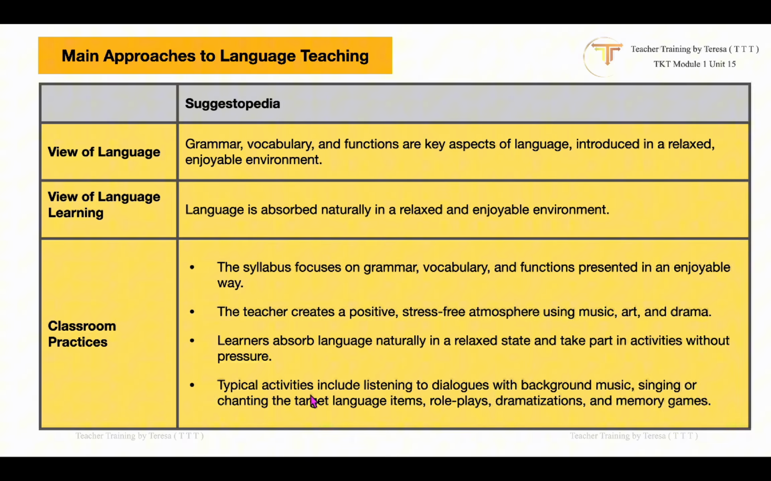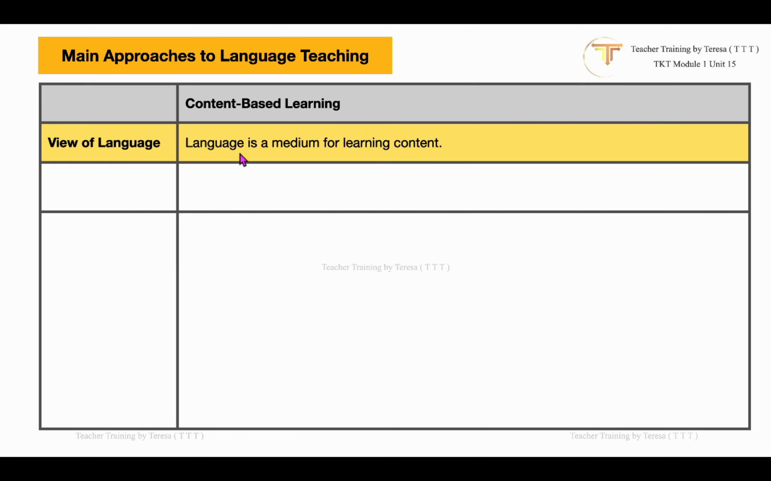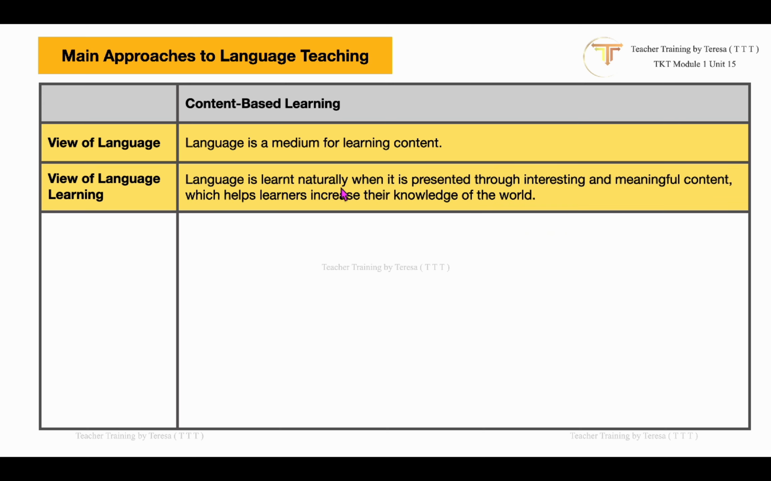Typical activities include listening to dialogues with background music, singing or chanting the target language items, role plays, dramatizations, and memory games. Content-based learning. View of language: language is a medium for learning content. View of language learning: language is learnt naturally when it is presented through interesting and meaningful content, which helps learners increase their knowledge of the world.